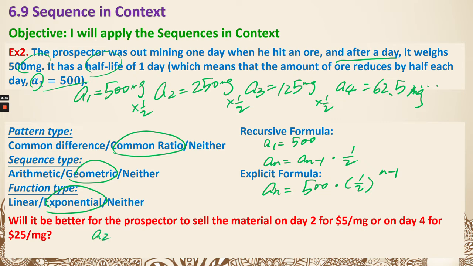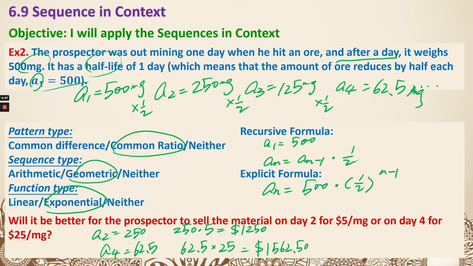So for day 2, we have a sub 2 as 250. So the total price would actually be 250 times 5, which is $1,250. And a sub 4 is 62.5. So we're going to use 62.5 times $25 per milligram. And that will give us a total of $1,562.5.